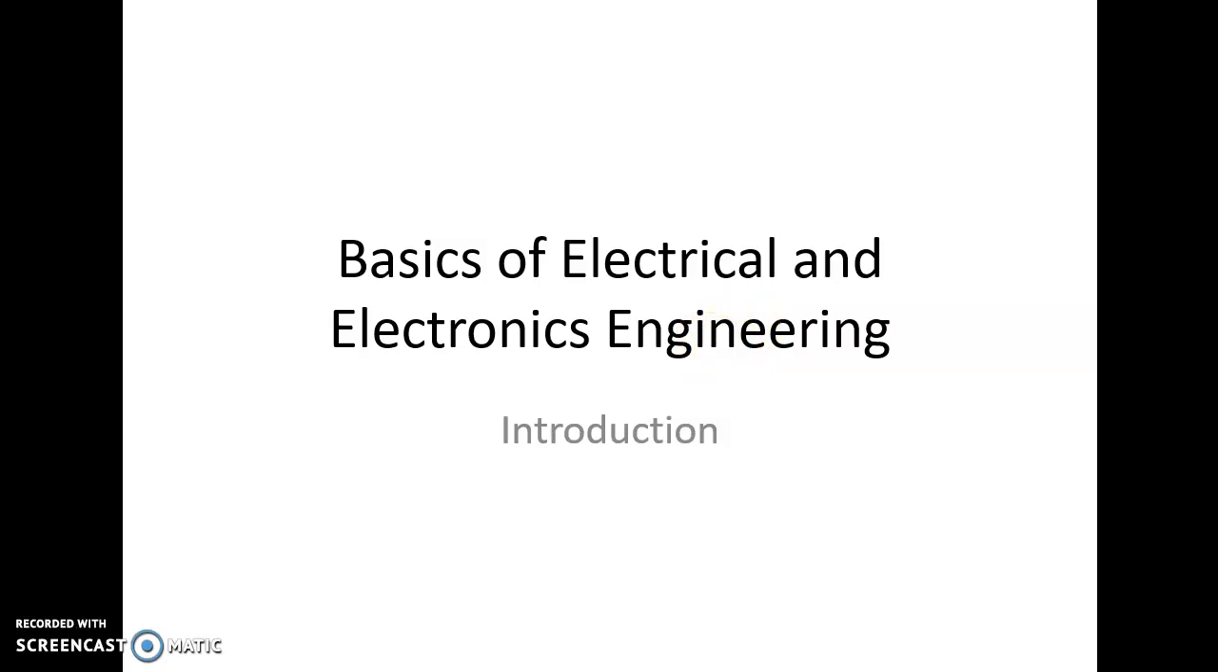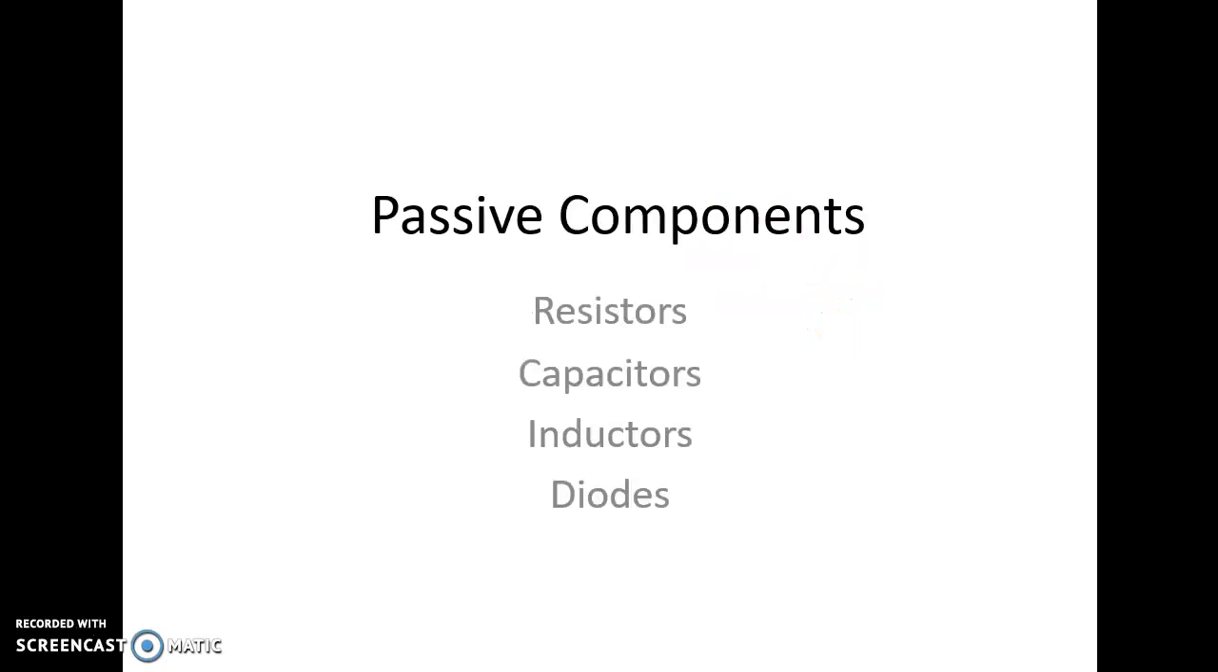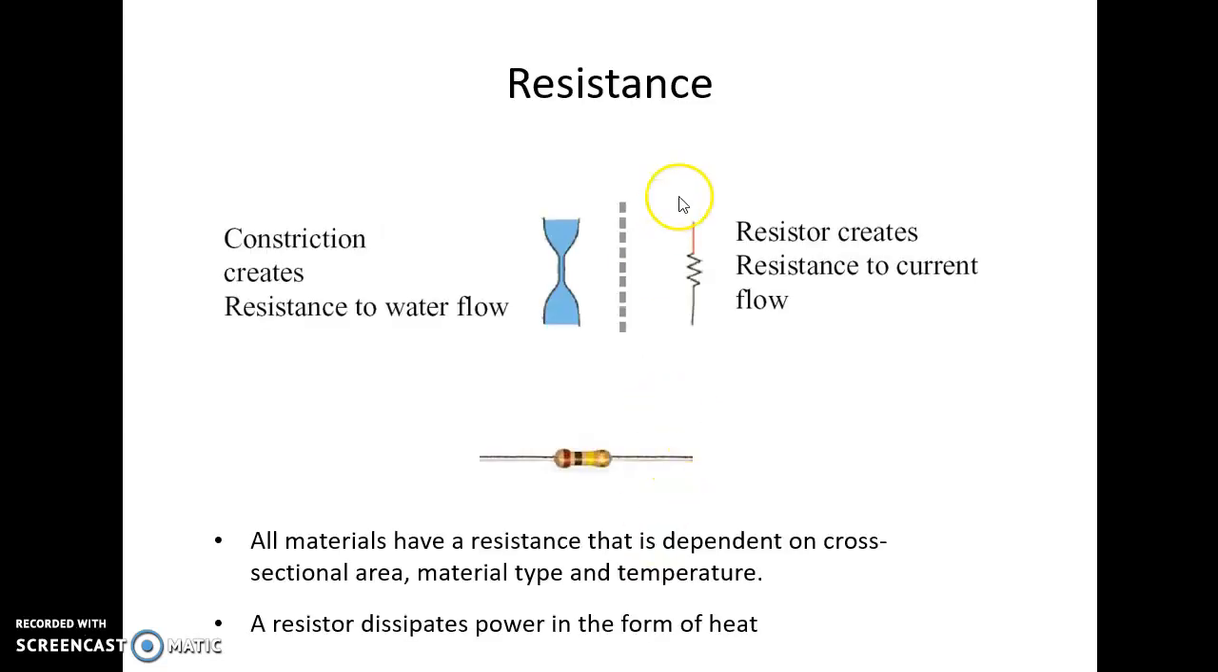So, first of all, we'll start with the basic components. Basically, the components are divided into two types, passive components and active components. Passive components are the resistors, capacitors, inductors and diodes. Here, first resistors. Resistance is offered by a resistor. Now what is resistance? Resistance is opposition to a flow of current. So a component which has this property is called a resistor.